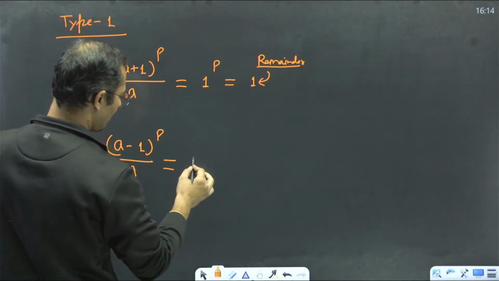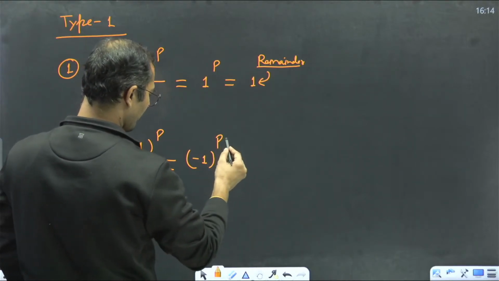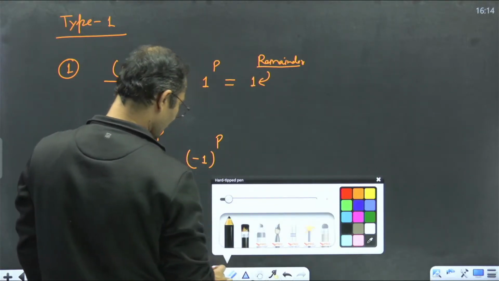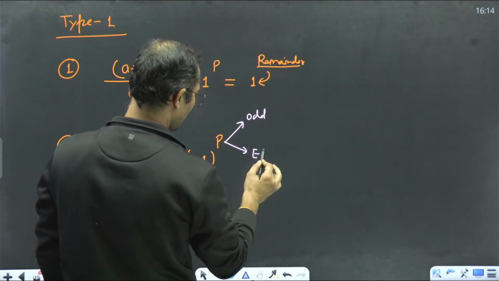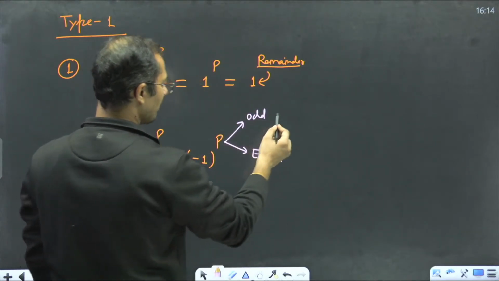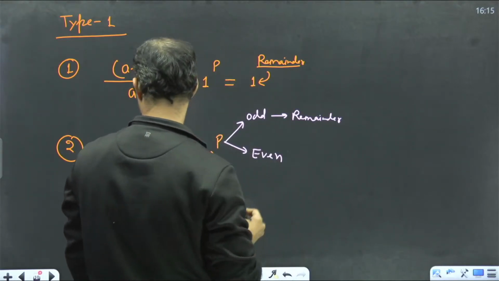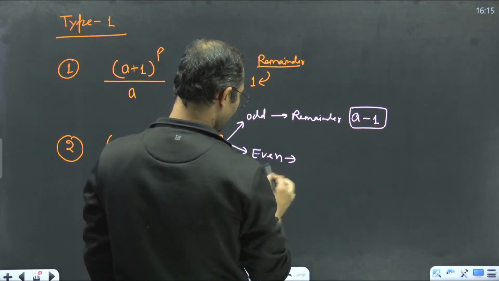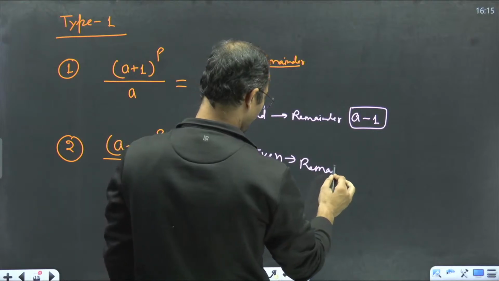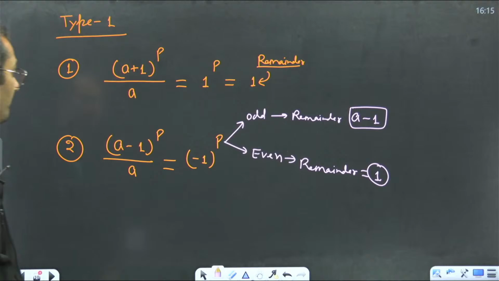And the second is a minus 1 to the power p divided by a. Here, minus 1 to the power p depends on p, whether p is an odd number or an even number. If p is odd, the remainder is a minus 1. If p is even, the remainder is 1. Simple. So we will follow this.